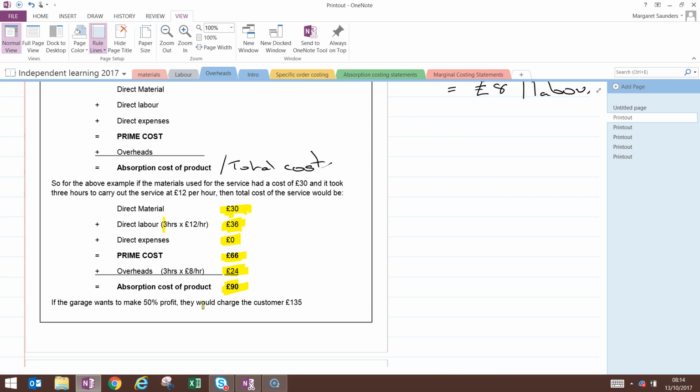Now, assuming the garage wants to make a profit, it will need to charge its customers more than £90. So for example, if the garage wants to make a 50% profit, we would add another 50% onto the £90, and the price to charge the customer for the service would be £135. And at that figure, they should be making £45 profit, and they will have covered all of their costs, including the overheads.